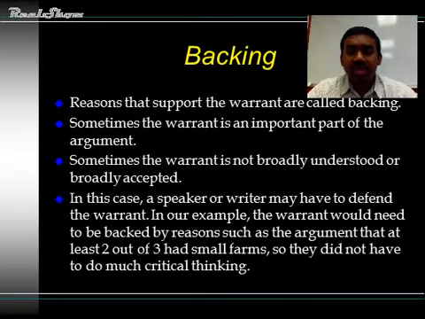And sometimes the warrant is an important part of the argument. Sometimes the warrant is not broadly understood or broadly accepted. In this case, a speaker or writer may have to defend the warrant. In our example, the warrant would need to be backed by reasons such as the argument that at least 2 out of 3 had small farms, so they did not have to do much critical thinking.